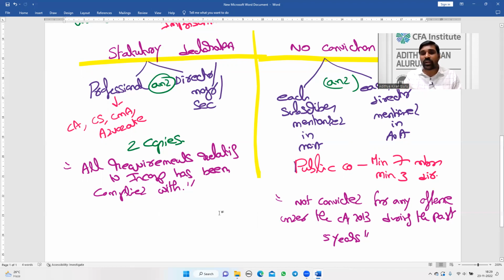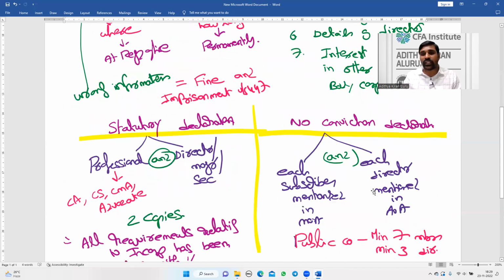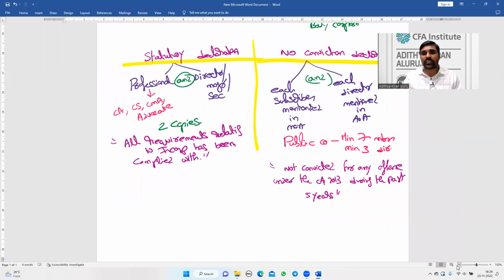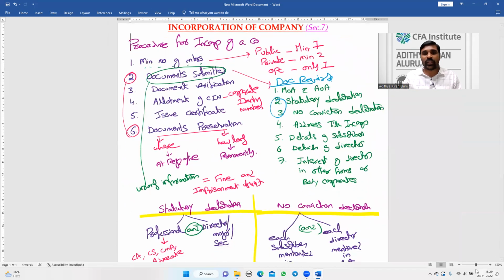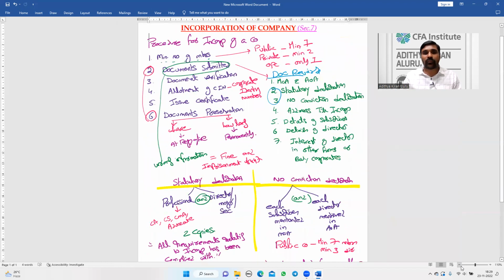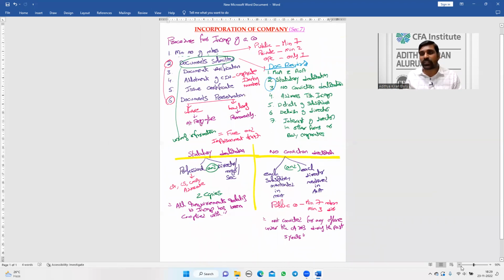Okay, so these are the declarations we have to give. Total documents: MOA, AOA, statutory declaration, and no conviction declaration. So this is the overview of the procedure for incorporation of a company, section 7. Section 7 deals with the incorporation of a company, and section 3 deals with the minimum number of members. I have combined both. So this is the overview: the procedure for incorporation, the documents required, the statutory declarations, and the no conviction declarations.